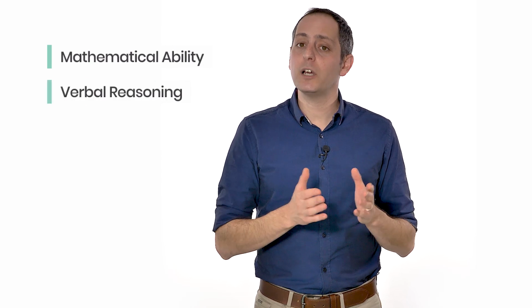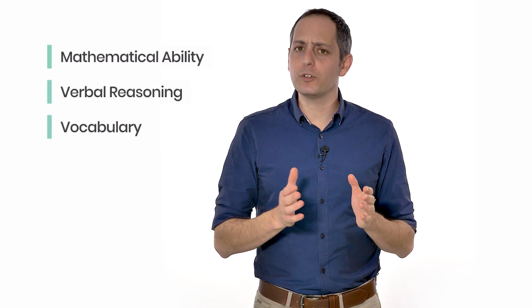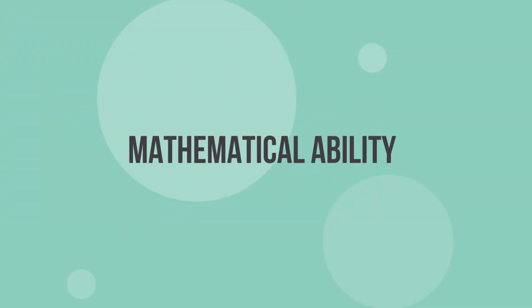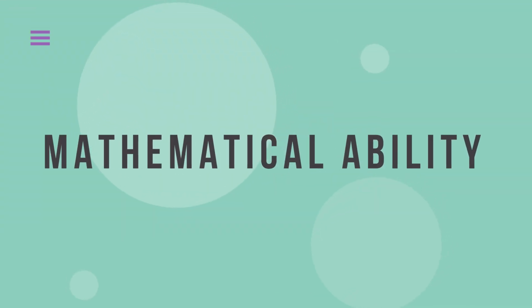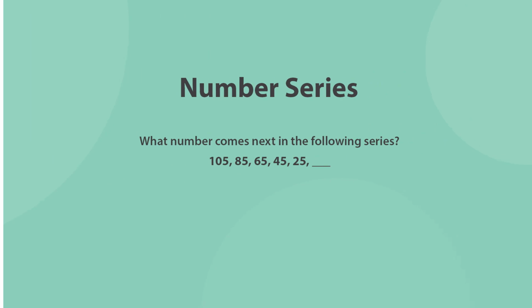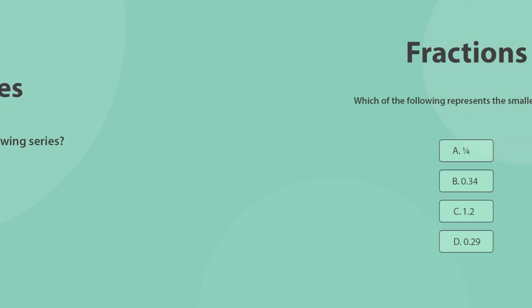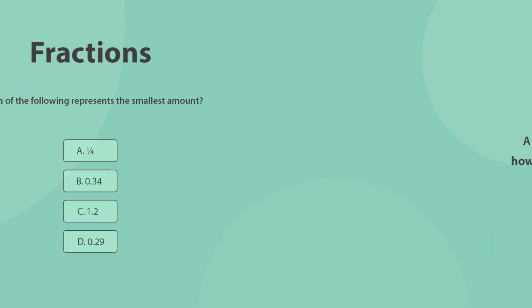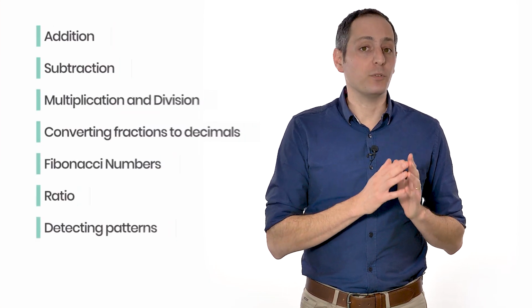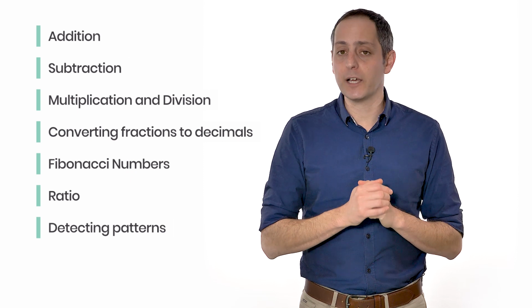The questions on the McQuaig Mental Agility Test are mixed, divided into 3 different types: mathematical ability, verbal reasoning, and vocabulary. Let's go briefly on each of these question types. This section will assess your basic mathematical skills via 3 types of questions: number series, fractions, and word problems. To solve these questions, you will need to perform a variety of quick and accurate mathematical calculations.